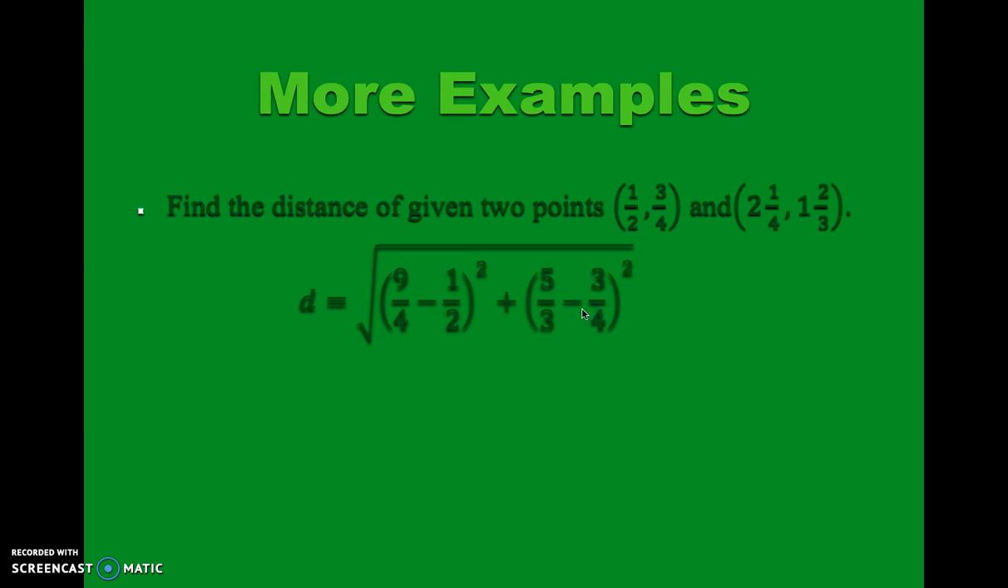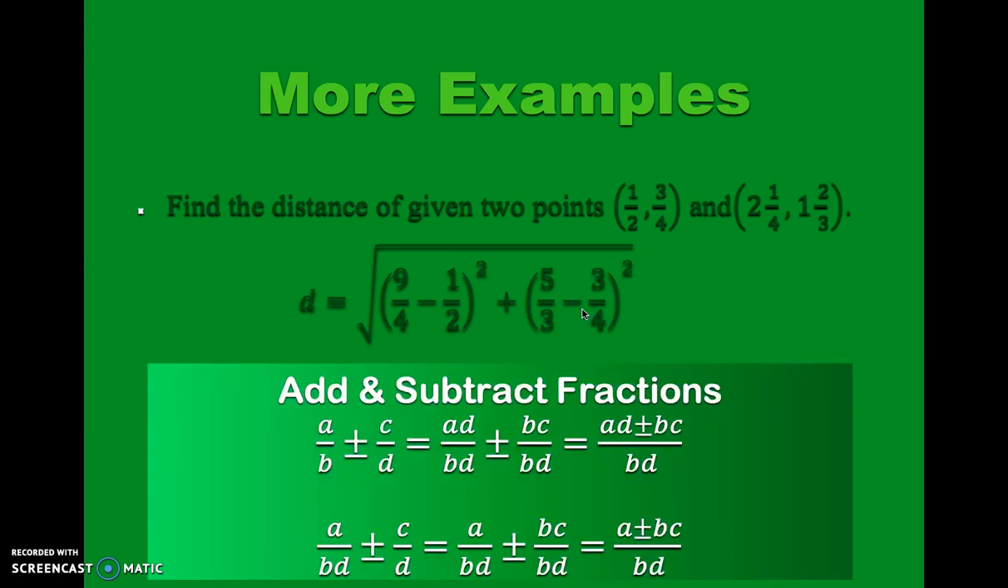We are subtracting fractions. When adding and subtracting fractions, we're required to have a common denominator. So in a general case, a over b plus or minus c over d: for a over b we'll multiply the top and bottom by d. For c over d we'll multiply the top and bottom by b, which gives AD over BD plus or minus BC over BD. Our common denominator is BD, which gives AD plus or minus BC all over BD.